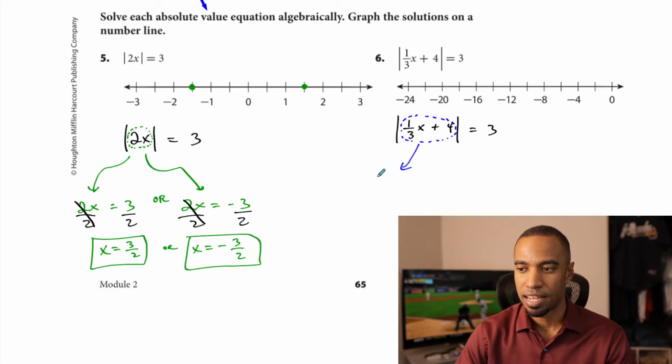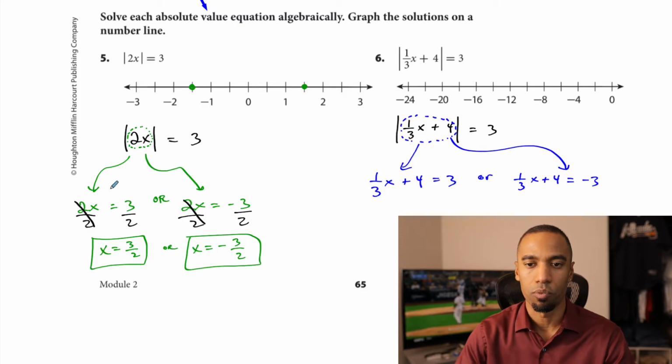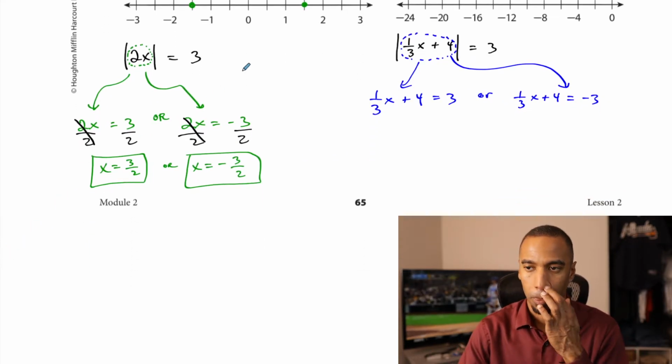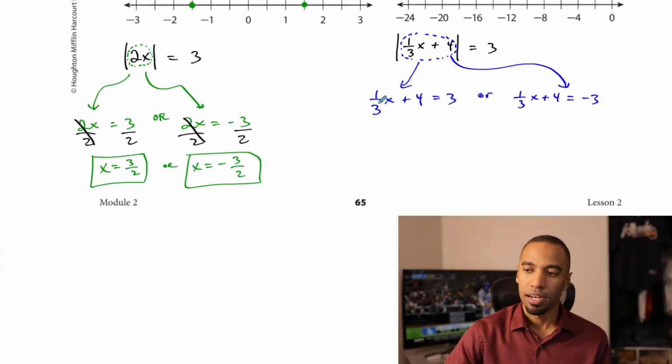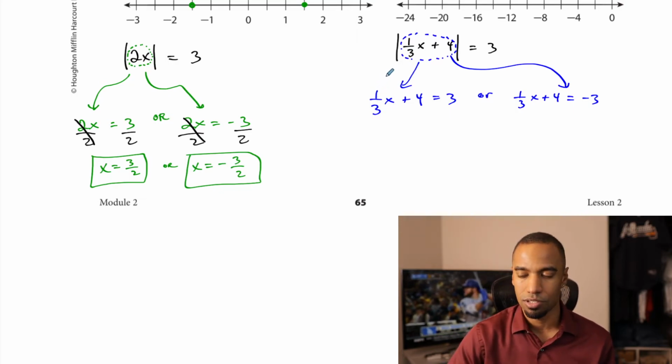So what we're saying is that that expression, once again, just like last time, could have been a 3, or that expression could have been a negative 3. 1/3 x plus 4 equals negative 3. One or the other. One or the other. Now let's do this one at a time here. I know there's a fraction that might be a little daunting, but it's not too bad.